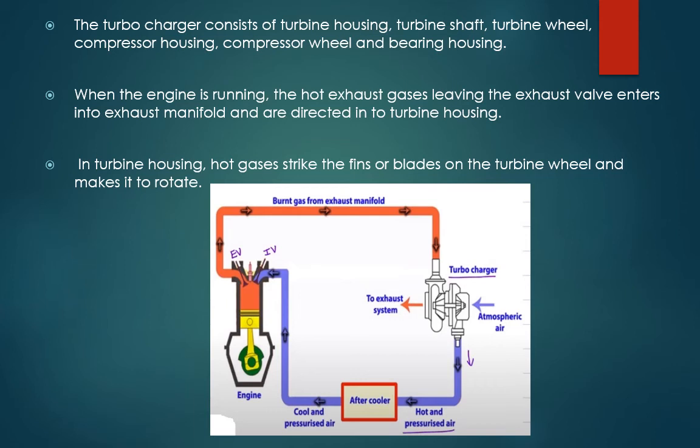It usually consists of a housing, turbine shaft, turbine wheel, compressor housing, compressor wheel and bearing housing. So from the engine, when the exhaust valve opens, the exhaust gases are produced. The burned gas from the exhaust manifold is passed into the turbocharger inlet. When the engine is running, the hot exhaust gas leaving the exhaust valve enters the exhaust manifold and is directed to the turbine housing. In the turbine housing, the hot gases strike the fins or blades of the turbine wheel and make it rotate. As it rotates, it drives the shaft.